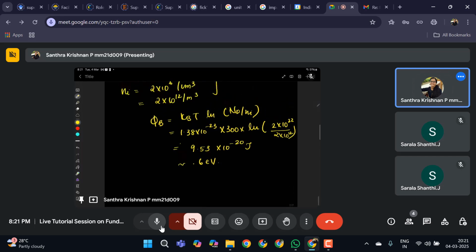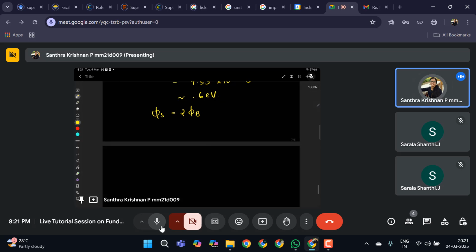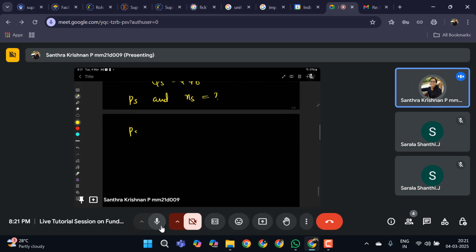Now phi s is 2 times phi b. You can find that. Now what you have to find out is ps and ns. That is the main aim of your question. Basically, ps is equal to ni exponential of phi s minus phi b divided by kT. Okay, so it becomes ni, that is 2 into 10 power 12, exponential of phi s minus phi b.